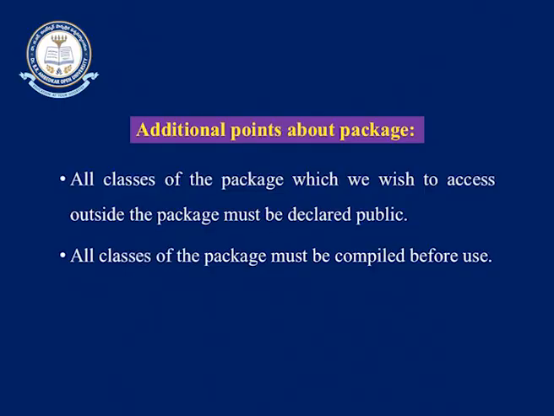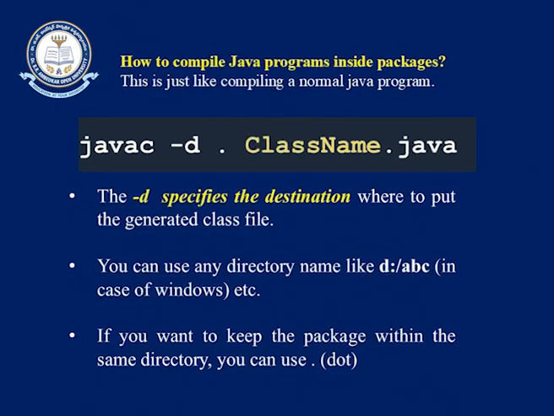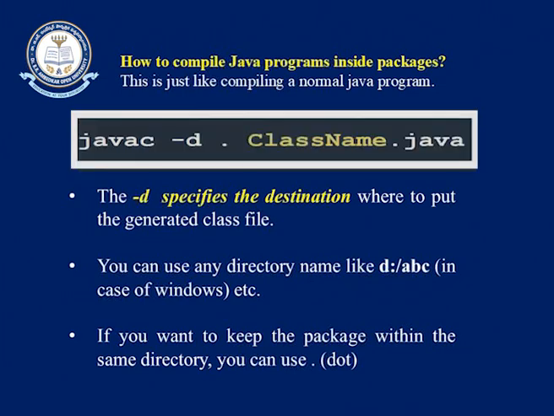All classes of the package must be compiled before use. This is a very important point. After completion of developing your package, you must compile it. Without compilation, you cannot use that package from any other application. Okay, remember that. Then how to compile that Java program inside the package? As I said already, compilation of the package program is compulsory if you want to use that package from another program. But how to compile that? For that we have a separate syntax.